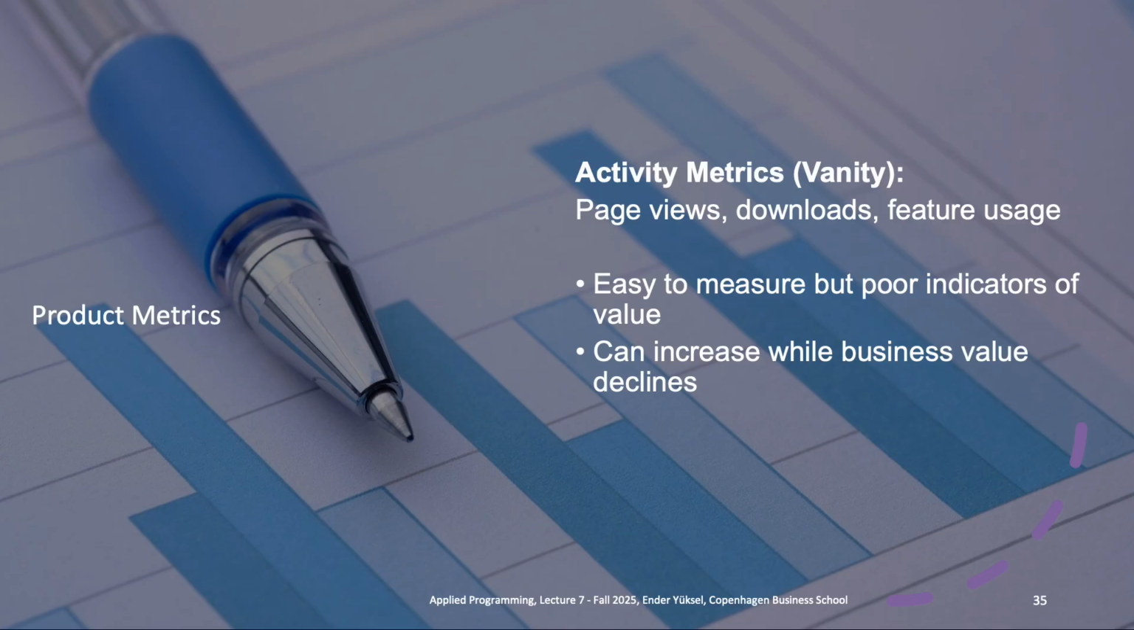Next part is the product metrics. So let's go through different metrics, starting with the activity metrics, sometimes also called vanity metrics. First, let us give some examples. This could be page views, number of downloads, feature usage. A common thing is they are easy to measure, but they are not good indicators of value. Your metrics can be improving even when the business value declines.